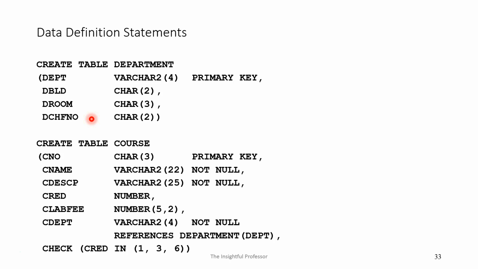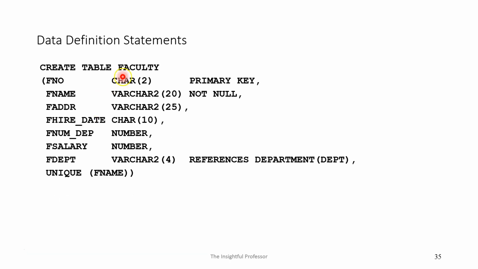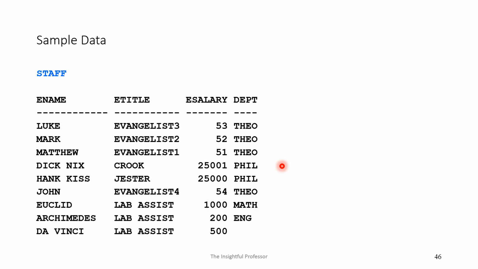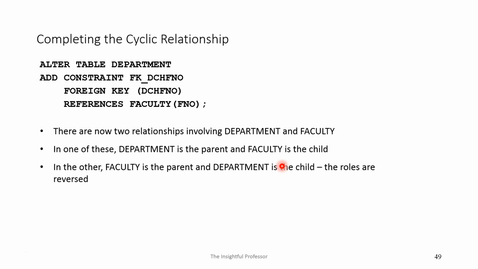No problem. The system allows me to create this table. Then when it comes to faculty, I can define faculty completely because it can validate my definition of the foreign key against the primary key of department. And then after I got my tables created, I go ahead and say, oh, by the way, I forgot to tell you, department has a foreign key, and I add it as a third step. Now it can validate this reference.